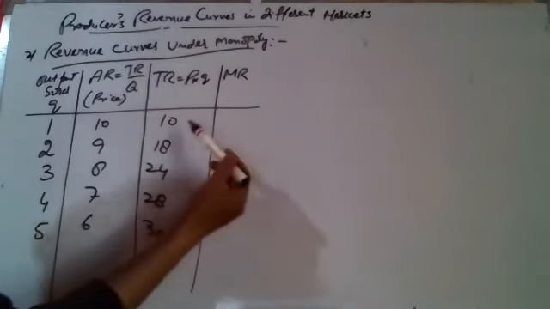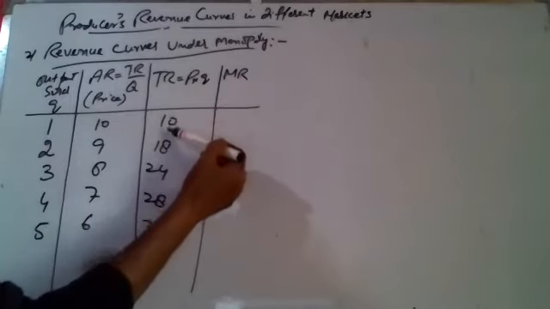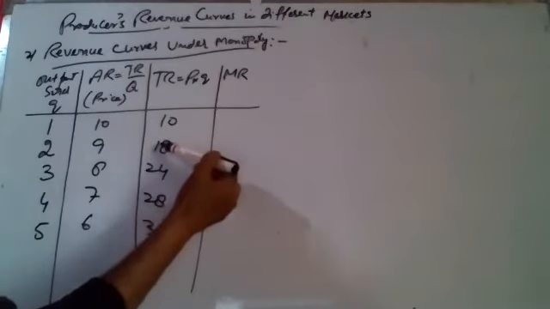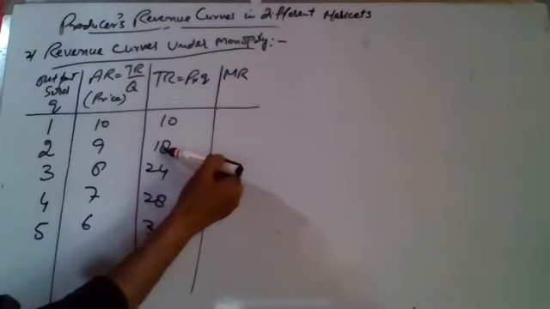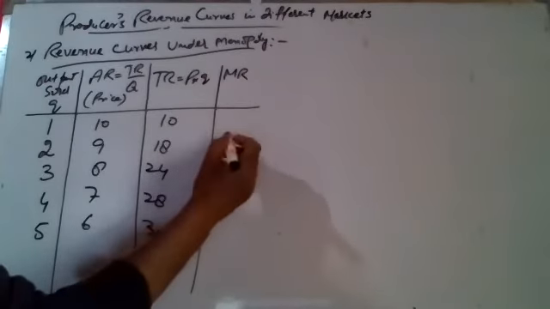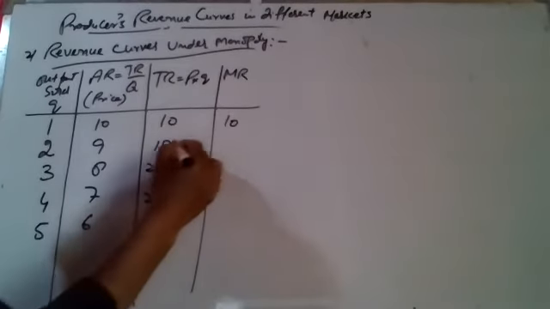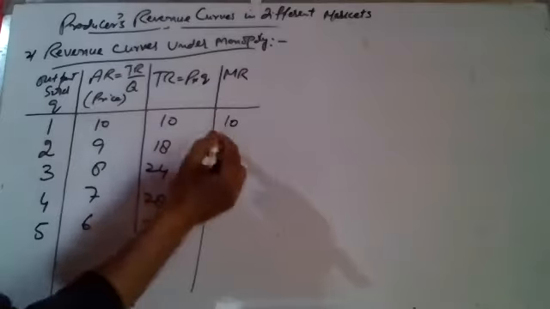How to calculate marginal revenue? It is the difference between two total revenues at two levels of output. At one level of output it is 10, at the second level of output it is 18. 18 minus 10, it is 8. Here it is 10, here it is 8. It is from 0 to 1.